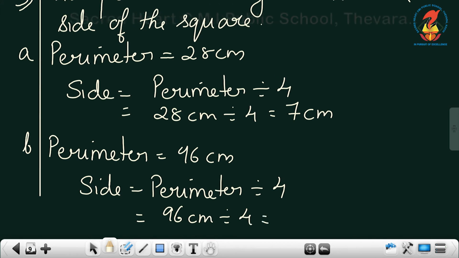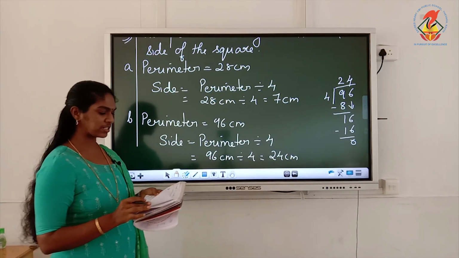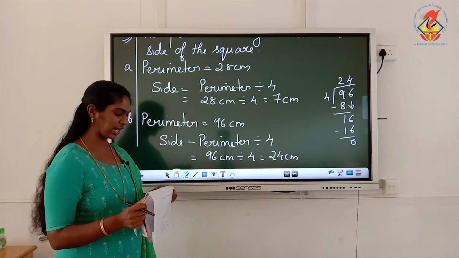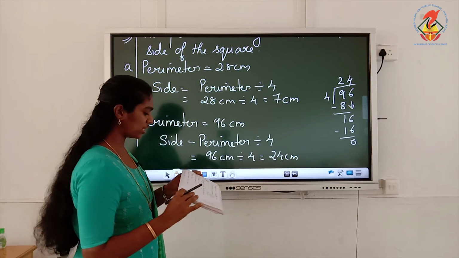You don't know 4's table where you will get 96. So you can just divide and see. 96 divided by 4. Do it in the working column. 2 times 4 gives you 8. When you minus you get 1. Bring down 6. How many times 4 goes in 16? 4 4s are 16. So what is the answer? What is the side of the square? Side of the square is 24 centimeter. So when the perimeter is given and they ask you to find out the side, what should you do? You should divide it with 4.